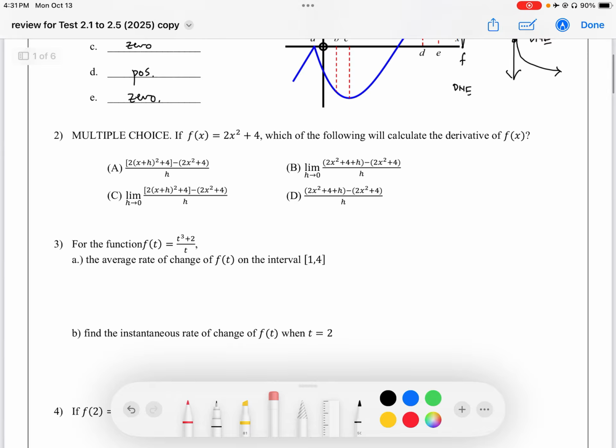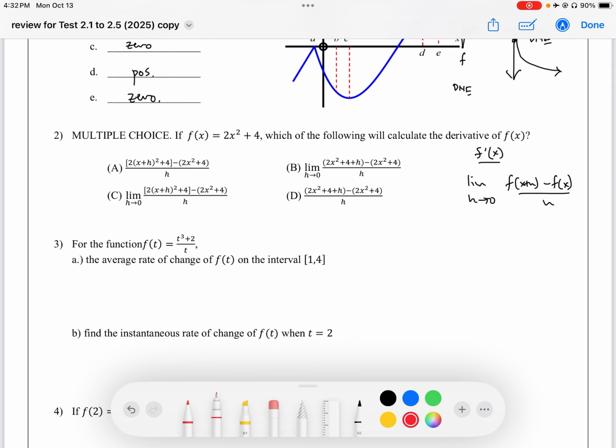Moving on to number 2, multiple choice. They gave us a function and want to know which of the following will calculate the derivative of f of x. In other words, which one of these gives me f prime? The derivative of f of x, excuse me, is just f prime. So I'm trying to match this up with the limit as h approaches 0 of f of x plus h minus f of x, divided by h.